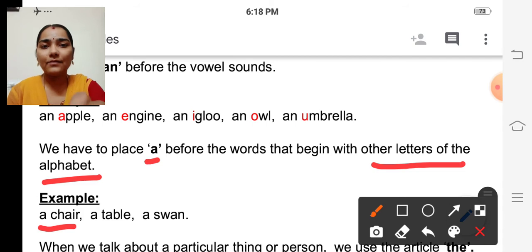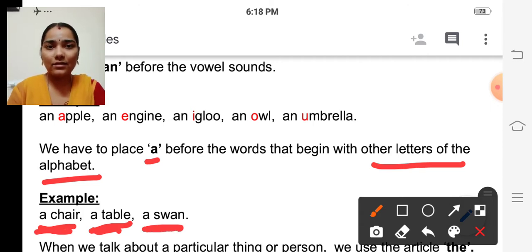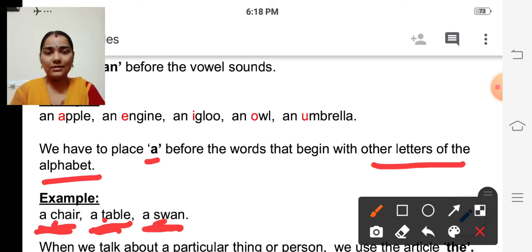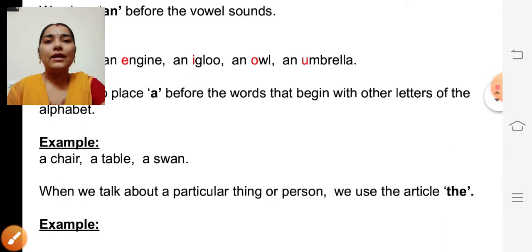A chair. A table. A swan. Here C is not a vowel, T is not a vowel, and S is not a vowel, so we have placed a: a chair, a table, a swan. Is it clear, children? Yes. Next we'll move on to the next article.